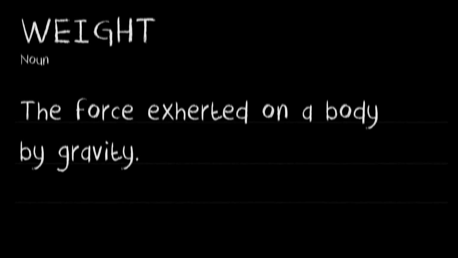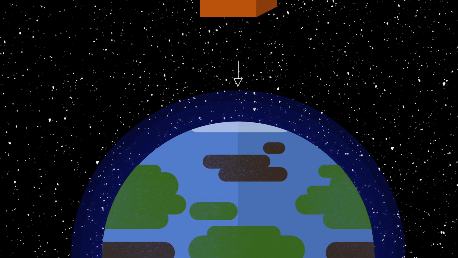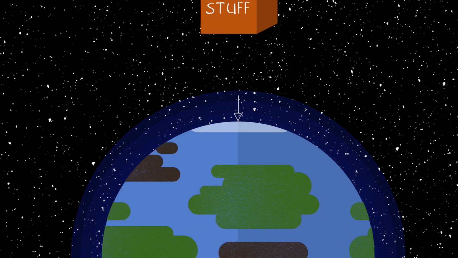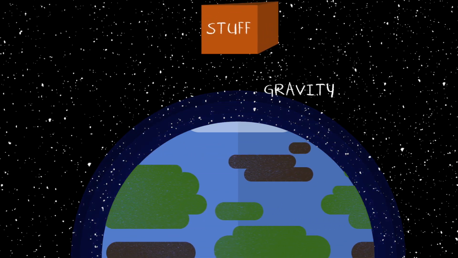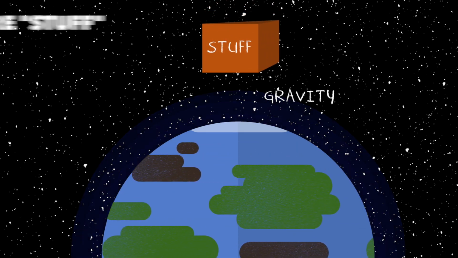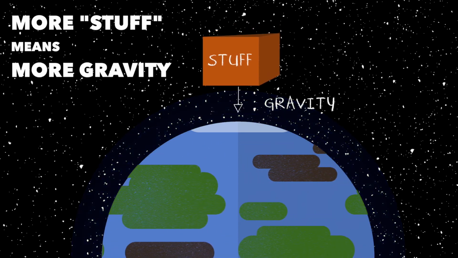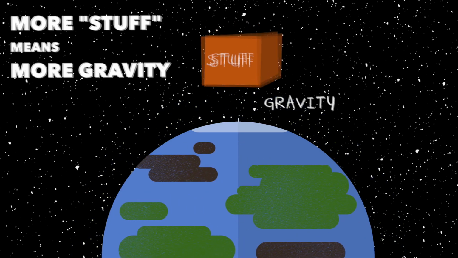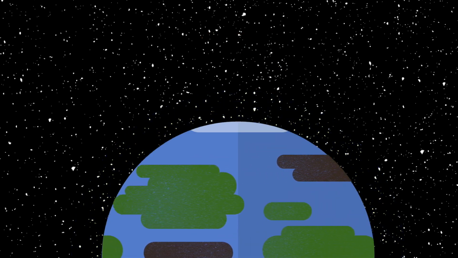According to physics, weight is the force exerted on a body by gravity. Normal people terms, please. In other words, the Earth is constantly trying to pull everything near it down towards its center. That's how gravity works. And the more mass or stuff something is made of, the more stuff gravity can pull on. Therefore, the stronger the force of gravity gets.